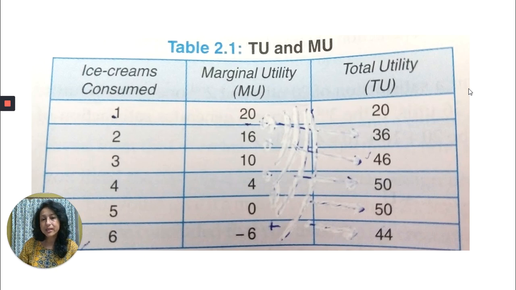Look at the table in front of you. From the first ice cream, definitely the satisfaction is highest. Consuming the first unit definitely feels the best. The second unit also gives a lot of satisfaction, but not as much as the first; it decreases a little. The third unit still gives positive satisfaction, but it has decreased further. By the time of the fifth unit, the marginal utility, the additional satisfaction, is 0. This is the point of saturation, the point of satiety.